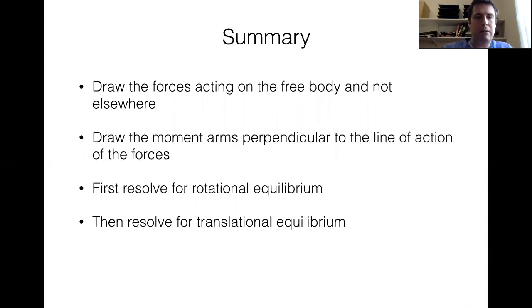So in summary, we've been through a few examples of drawing hip free body diagrams. I think the key points to remember are that you draw the forces acting on the free body and not elsewhere. So consider the forces acting on the pelvis and body side of the hip joint. Draw the moment arms perpendicular to the line of action of the forces, and first resolve for rotational equilibrium. Then once you've done that, resolve for translational equilibrium.